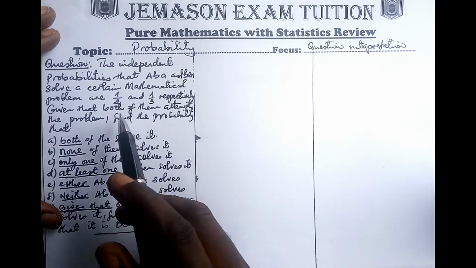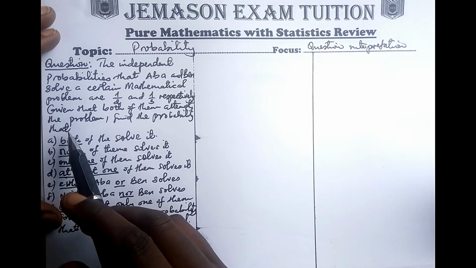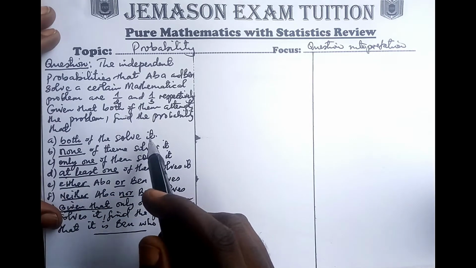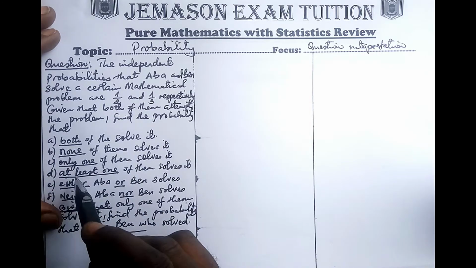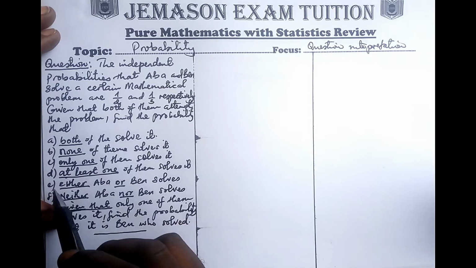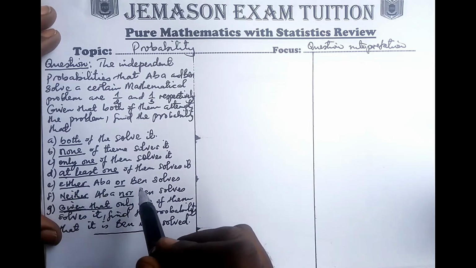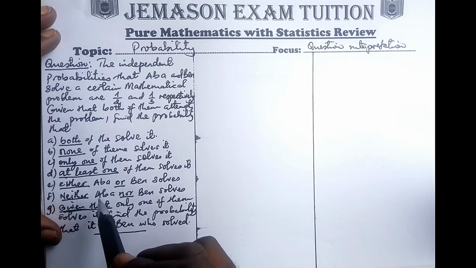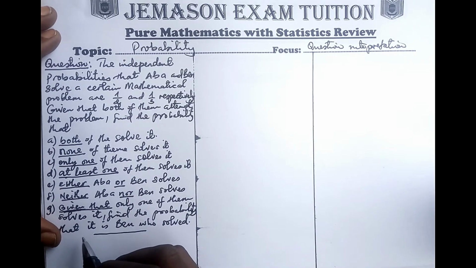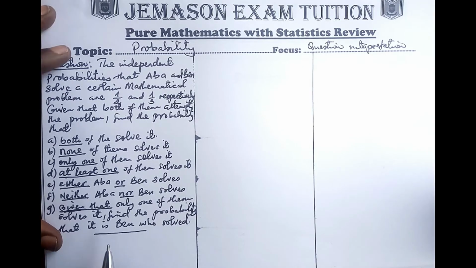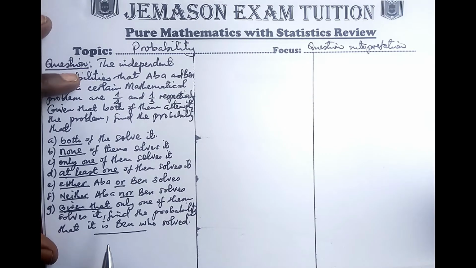Given that both of them attempt the problem, find the probability that A, both of them will solve it, B, none of them will solve, C, only one of them will solve, D, at least one of them will solve, E, either Abba or Ben will solve, F, neither Abba nor Ben will solve. Given that only one of them solves, find the probability that it is Ben who solved. So as you can see, the keywords in the question have been underlined. So you note how I'm going to interpret each of them in the solving.